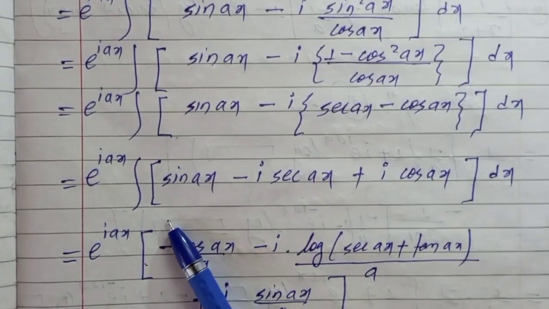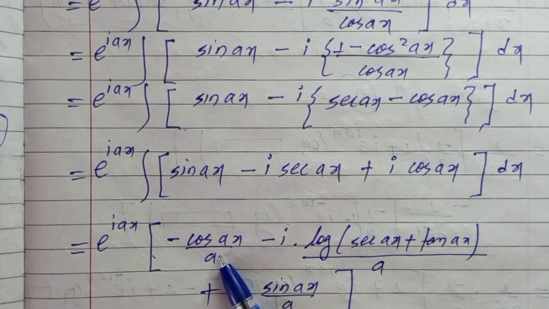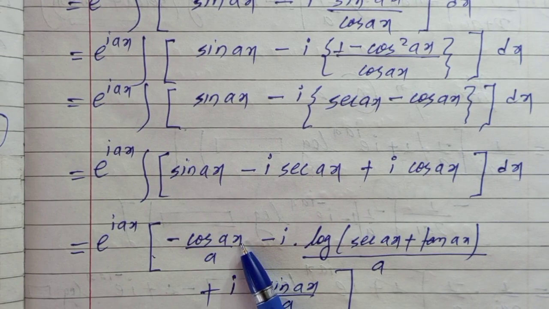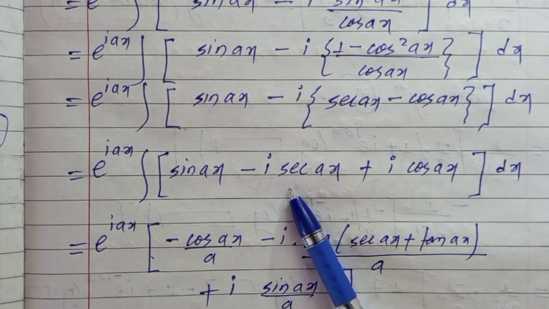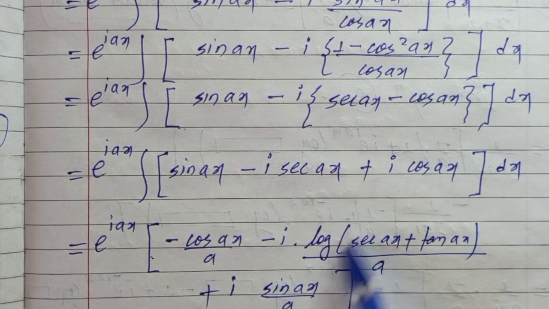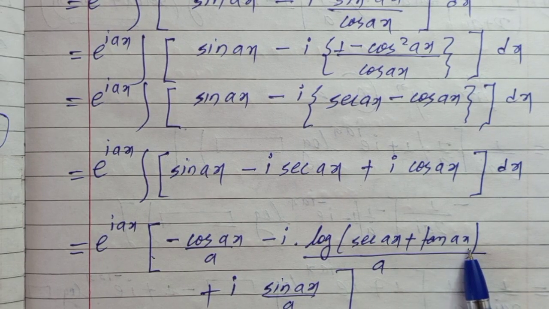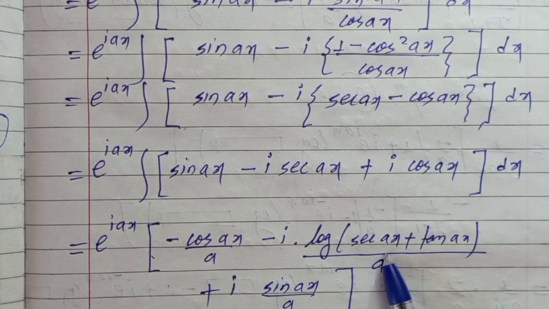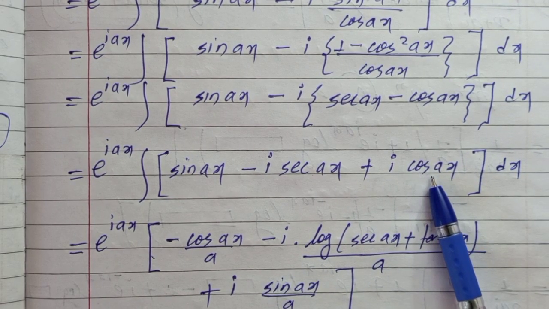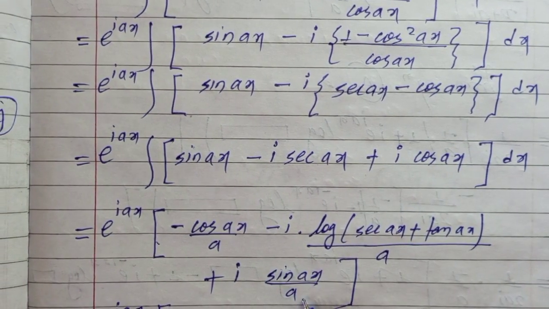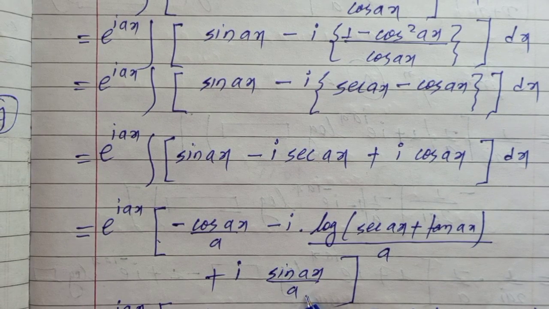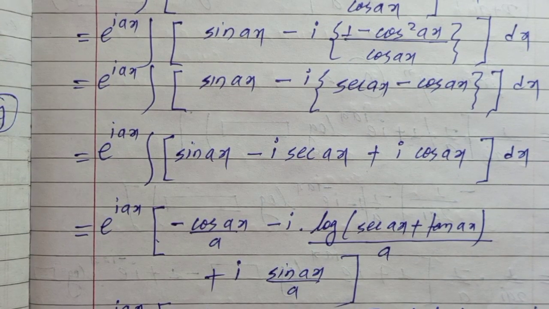Then we know integration of sin ax is minus cos ax, and if there is any coefficient multiplied to x, we should divide by that coefficient, which is a. Similarly, we got integration of sec ax is log of sec ax plus tan ax divided by the coefficient of x, which is a. And similarly, integration of cos ax is sin ax divided by the coefficient of x. Up to here, I think every term is clear.